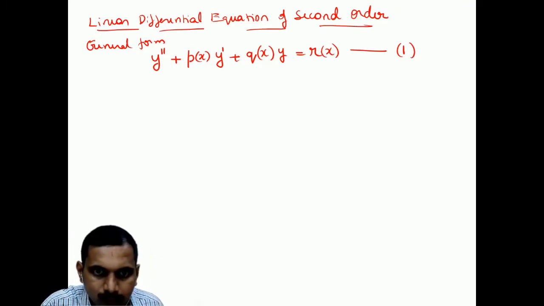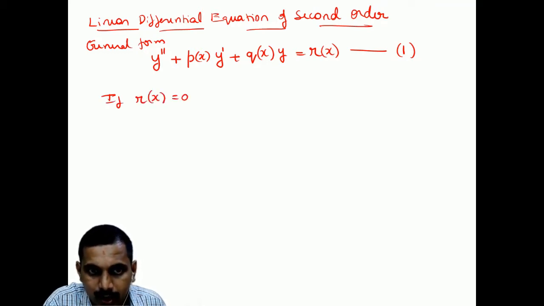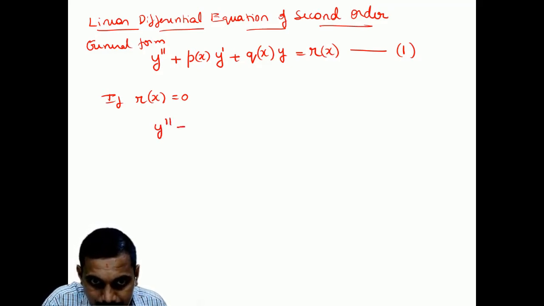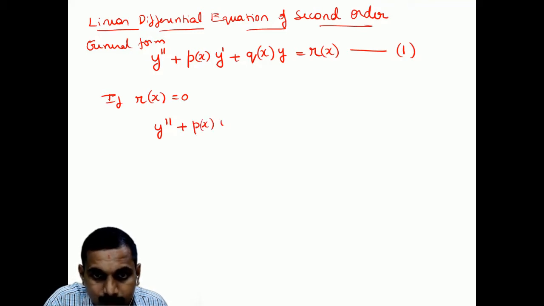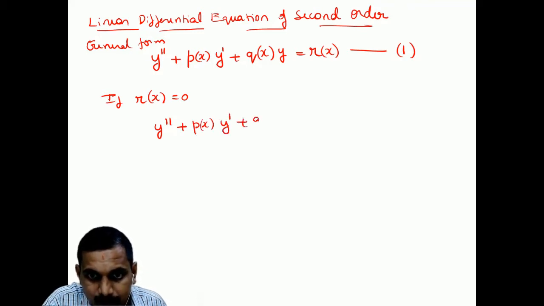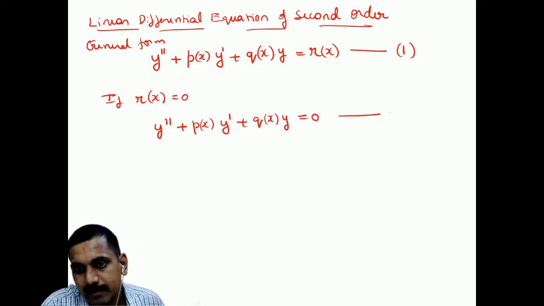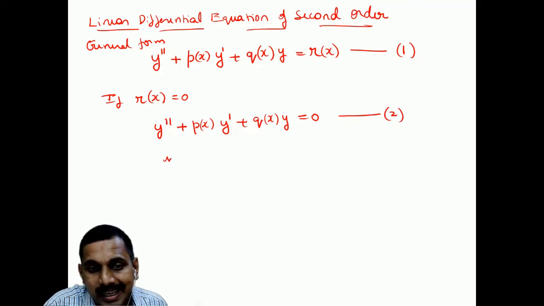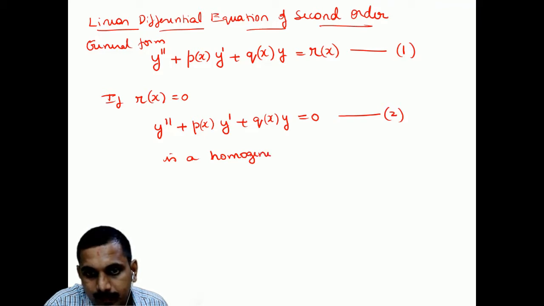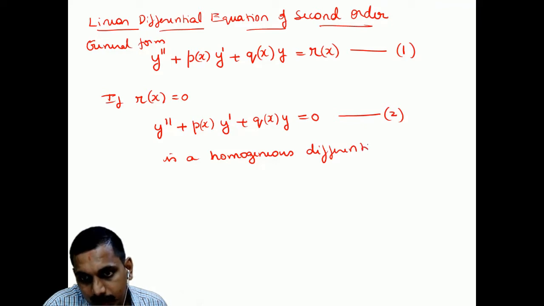Fine. Now if r of x is equal to 0, then y double dash plus p of x y dash plus q of x y is equal to 0. This I will say equation number 2 is a homogeneous differential equation.